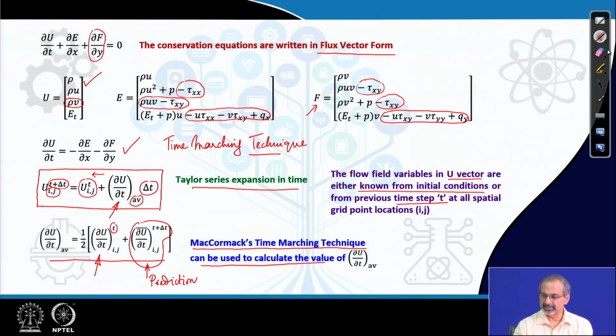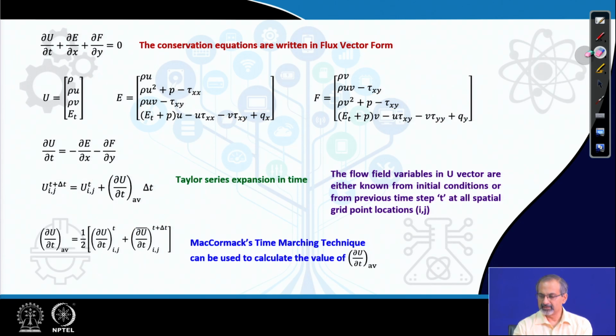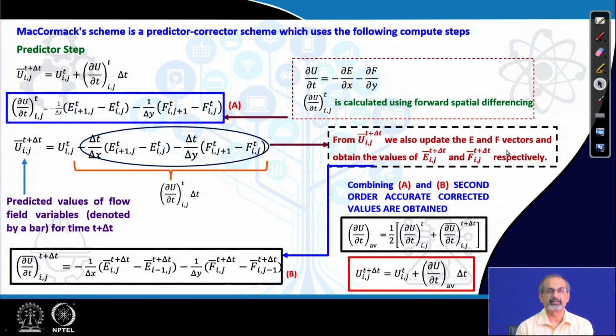The McCormack's technique is basically a technique based on a predictor corrector scheme. So, you do a prediction and then you correct it to finally reach your result at the next time step. That is the basic philosophy. So, what are the compute steps that we want to follow? Let us see. There is a predictor step that we begin with, where the u bar value indicates the prediction.